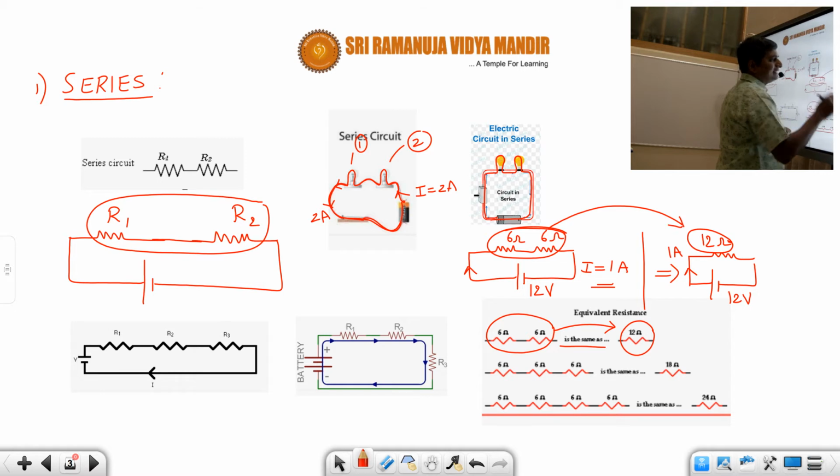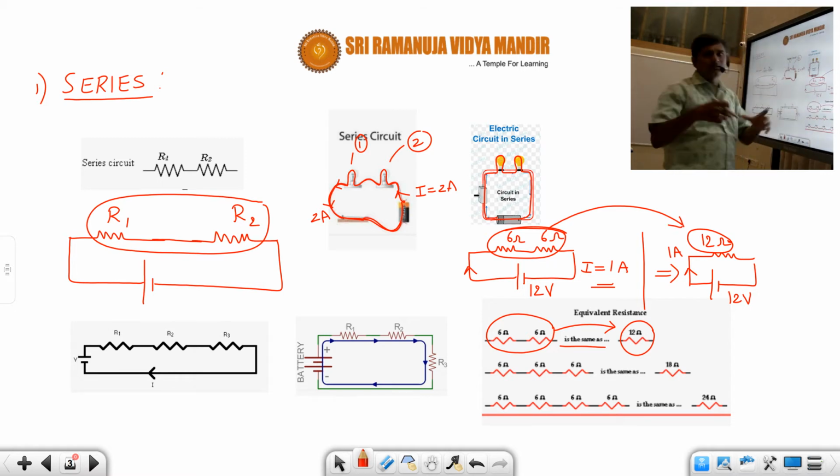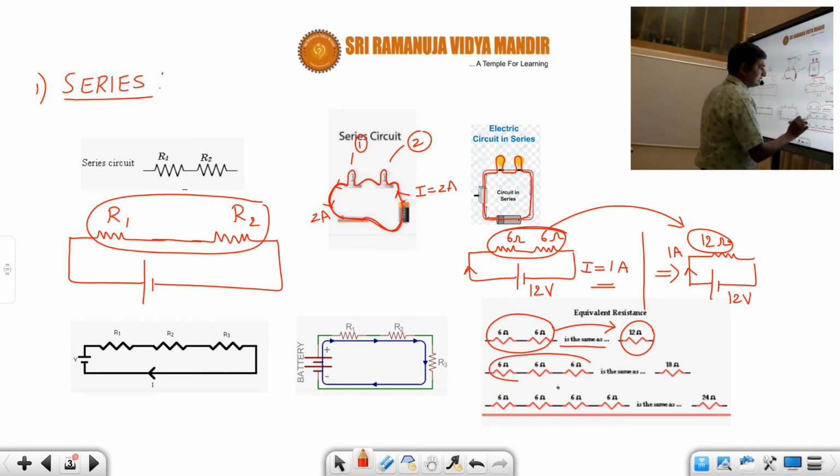So this single resistor, which is equivalent to these two resistors, is called the equivalent resistance in series connection. Okay, students, suppose 3 resistors are connected in series, how much? 6 plus 6 plus 6. Of course, we'll derive how we got R1 plus R2 plus R3, because you already know it. I'm just telling the formula for resistors in series. Otherwise, we are going to derive it in another 5 minutes.